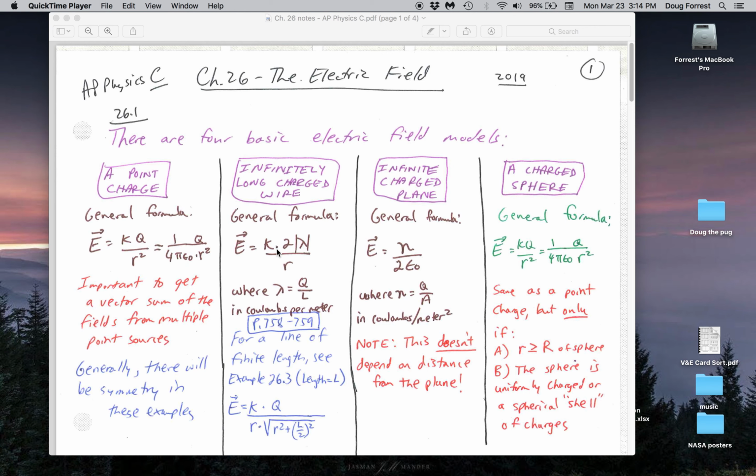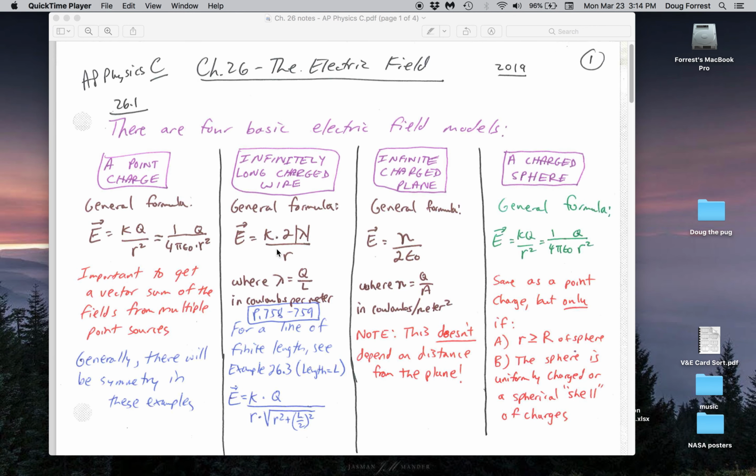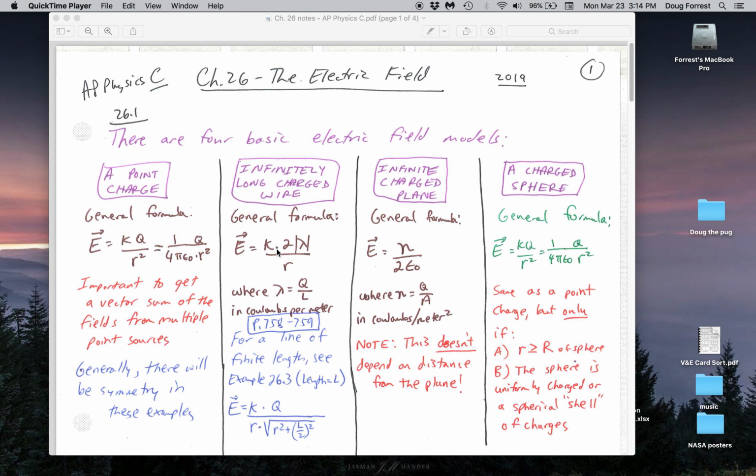Over some of the things in chapter 26. And hold on, gotta get my book. And it deals with the electric field.